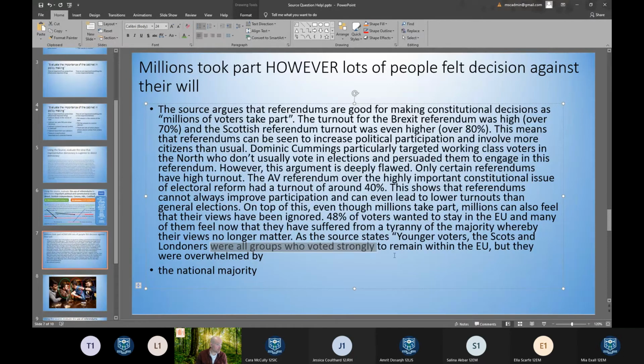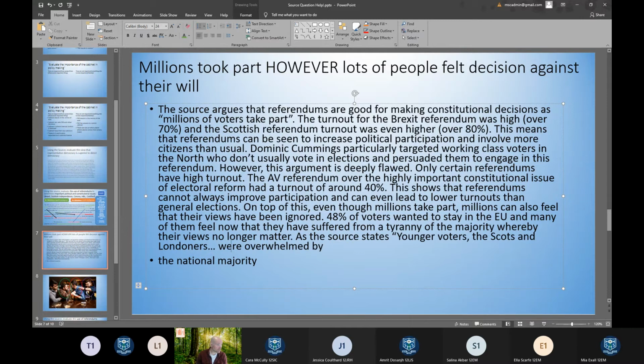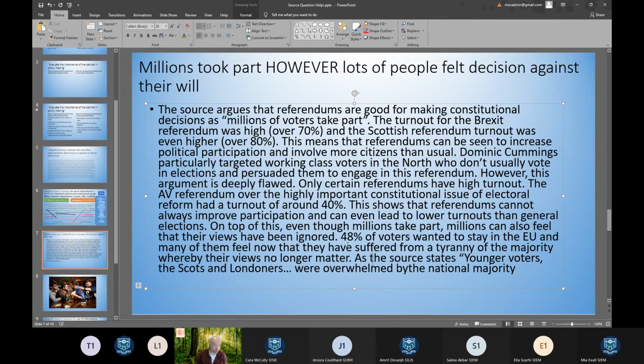Have you done this in an exam? If you ever want to make a quote shorter, you can put a little ... to show that you've cut that out. So I'm going to go, as the source states, younger voters, the Scots and Londoners were overwhelmed by the national majority.